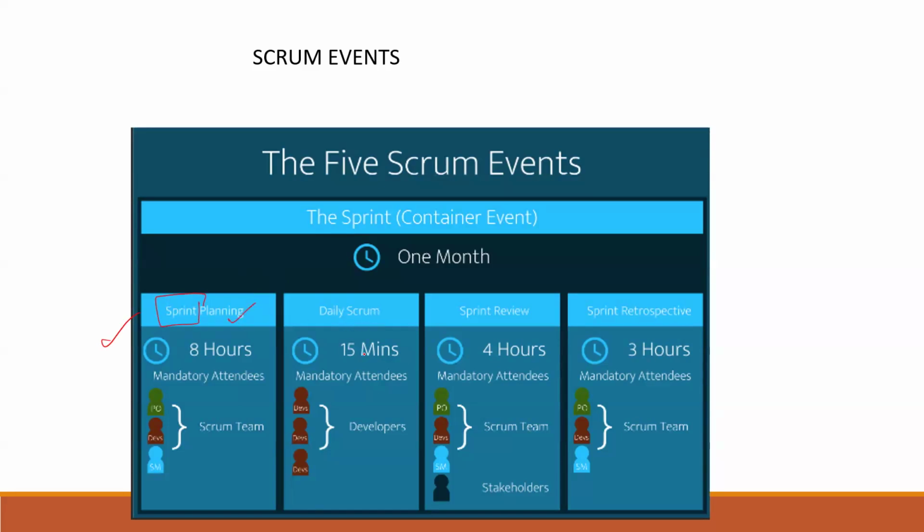Then we have another meeting which happens every day for 15 minutes. That is called the daily Scrum. Then you will have a review meeting which happens a day before the closure of your sprint. So you will have a sprint review meeting, and you will have a retrospective meeting that happens on the last day of your concluding event. That is called the retrospective meeting, and all the things which are done are done in a container event called a sprint. So sprint is nothing but a container event.